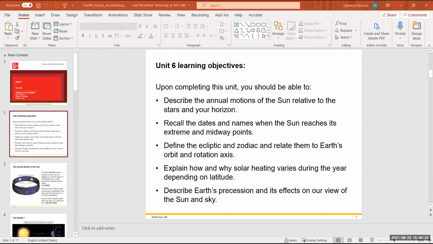Recall the dates, the names of the sun, and then you see the signs of the zodiac and the ecliptic and all of these things. Explain how the solar heating varies during the year. This is part of the readings: describe the Earth's precession and its effects on our view of the night sky. Of course, the Earth is spinning, but it's actually precessing. It's also doing another rotation around the axis. So you really need to read the chapter, read the units in here, and do the activity.